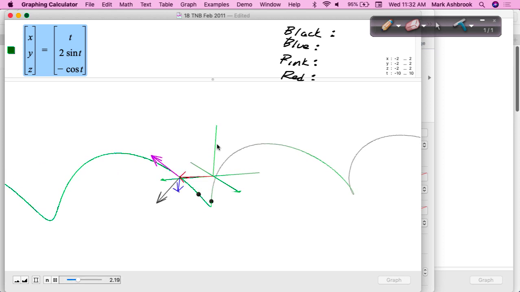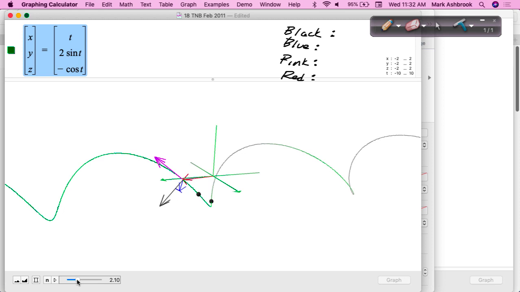Do you see how it's perpendicular? That's a good place right there. Do you see how it's perpendicular kind of to the plane, like right there? That's a good shot of the binormal vector. So right now, if you had to pick a plane that the curve was in, it'd be like this.